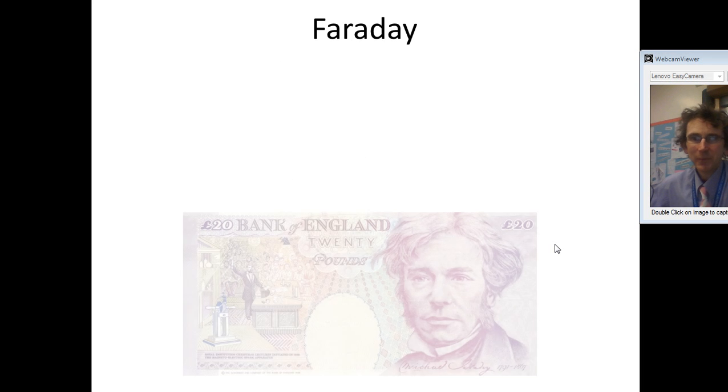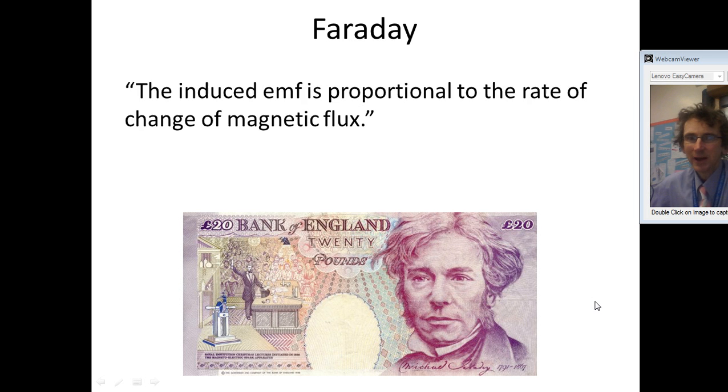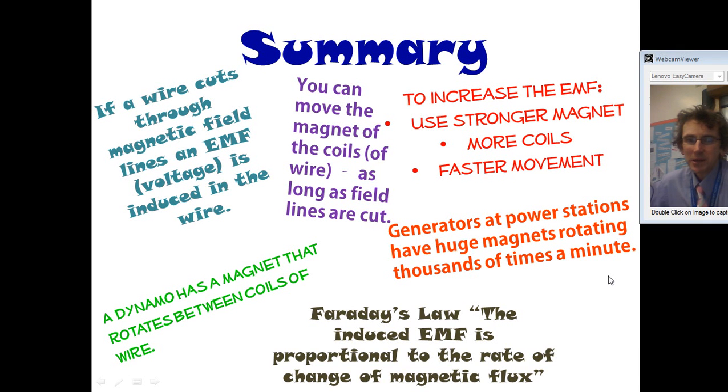Okay, finally, you may recognise this. If you're lucky, you might have seen one of these. This fella here is Michael Faraday. Now, he said the induced EMF is proportional to the rate of change of magnetic flux. In A level, we'd say this: EMF equals N times the change of flux per unit time. So that's the number of field lines cut per second. He used this word flux rather than field lines. Well, that's the end of the summary.